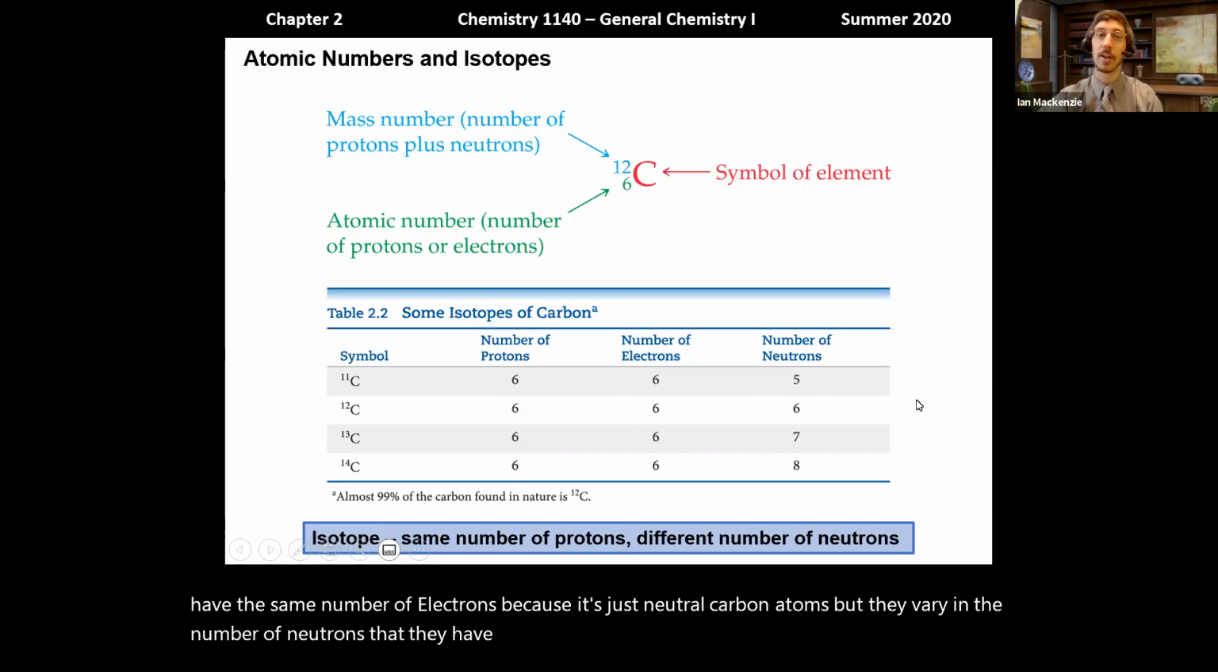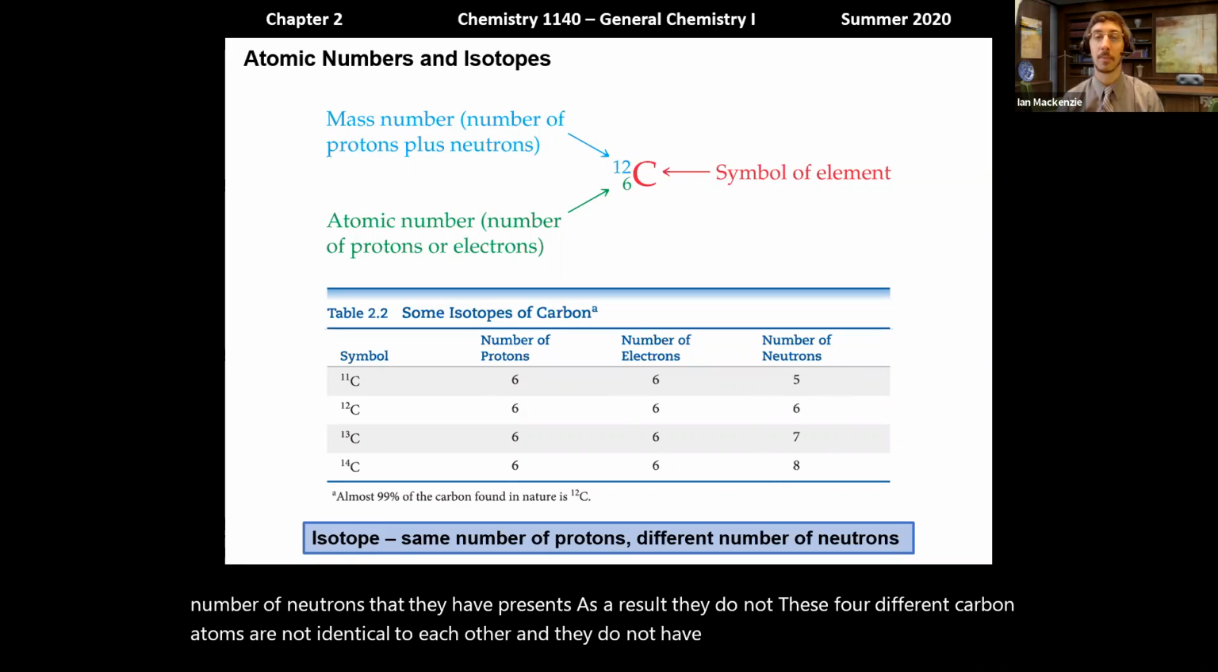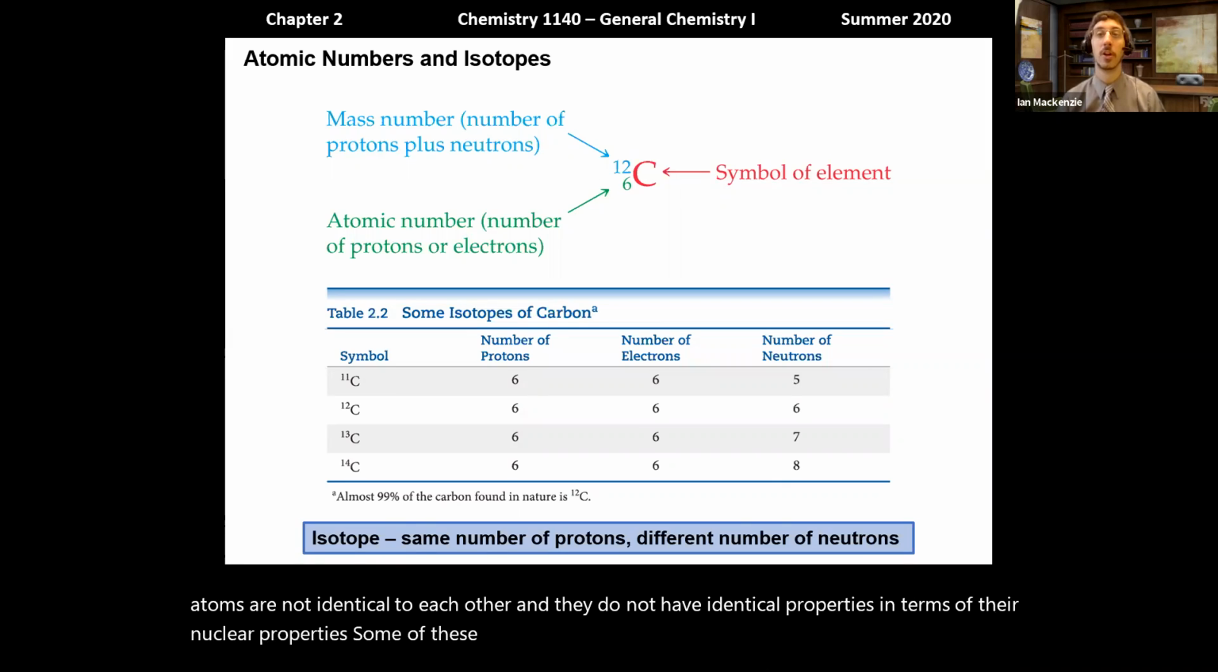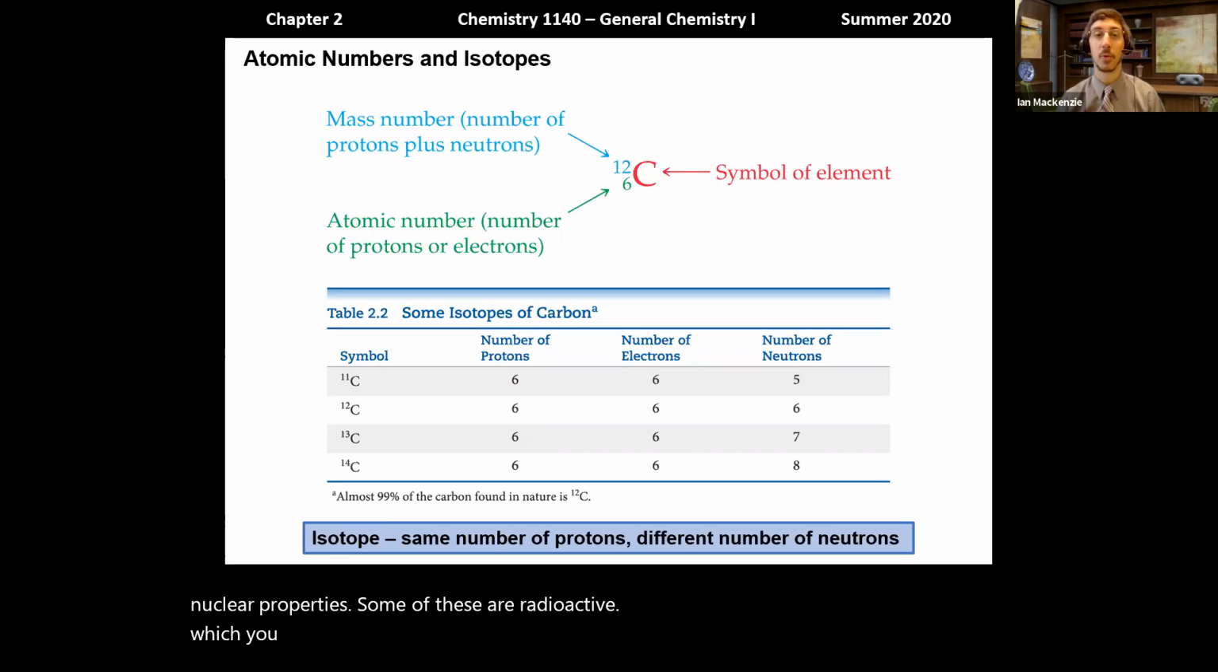As a result, these 4 different carbon atoms are not identical to each other, and they do not have identical properties in terms of their nuclear properties. Some of these are radioactive, which you can learn more about in chapter 20 in your textbook.